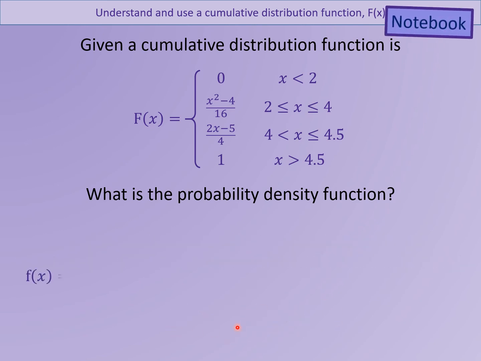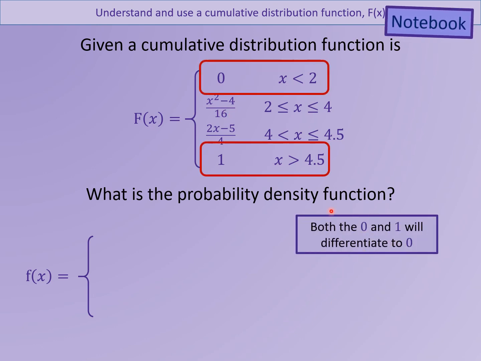Right, so let's have a look what you should get then. Well, the 0 and the 1 are constants. So I can just ignore those. They're both going to go to 0 when I differentiate them. So those two aren't really going to cause a problem. It's these two bits in the middle that I need to worry about. Those two are the otherwise section. Right, x squared minus 4 over 16. I hope you can do that yourself. But if you can't, what I would say is, look, you can just rearrange it slightly.